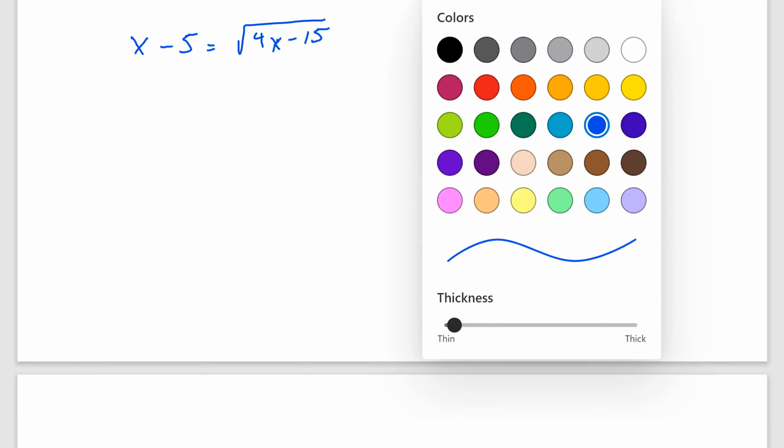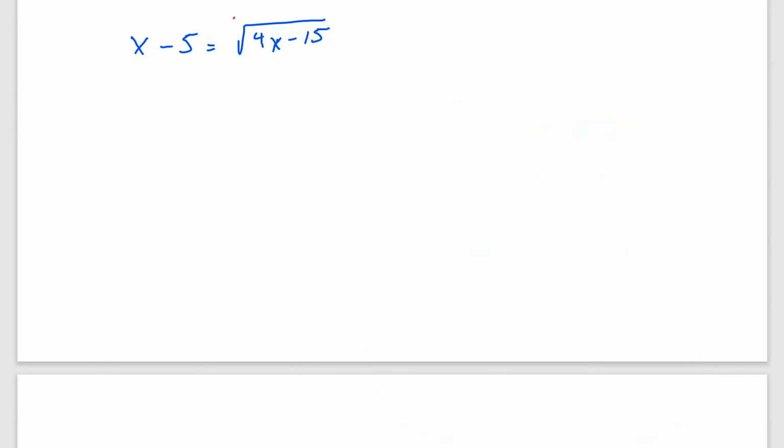So what we're going to do is raise both sides to the power that's equivalent to our index, which is the understood 2. Remember to multiply x minus 5 times an x minus 5. That will give you x squared minus 10x plus 25. On the right side, your square and your square root will cancel out, leaving you strictly what is underneath the radical.